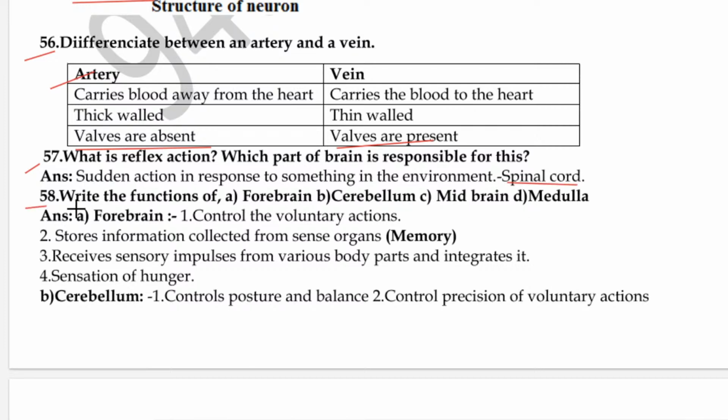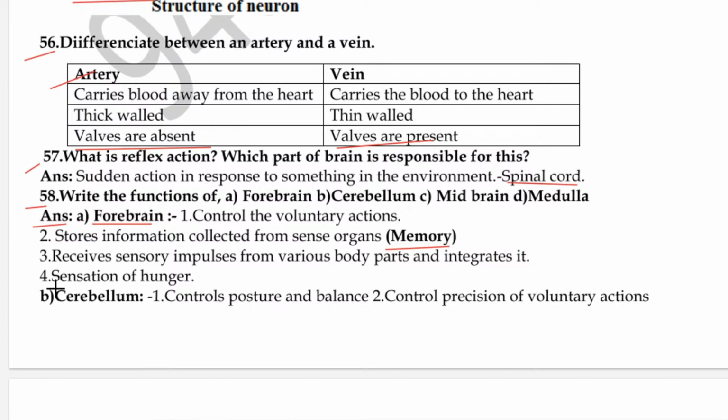Next one. Write the functions of A. Forebrain, B. Cerebellum, C. Midbrain, and D. Medulla. We can see the functions here. First one is forebrain. It controls the voluntary actions, stores information collected from sense organs, that is memory, receives sensory impulses from various body parts and integrates it.